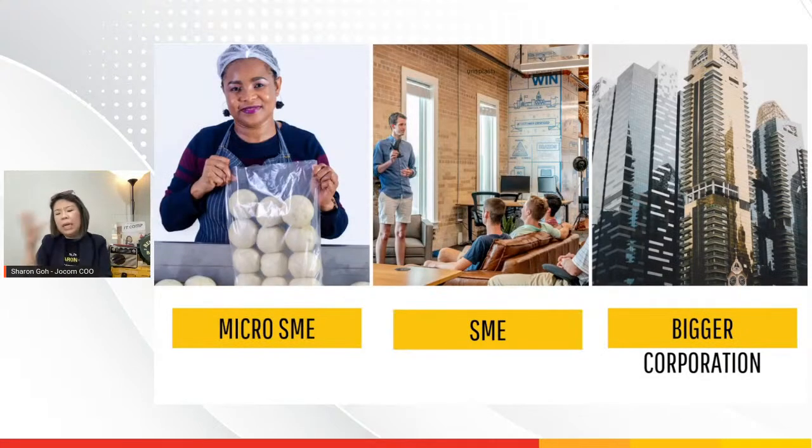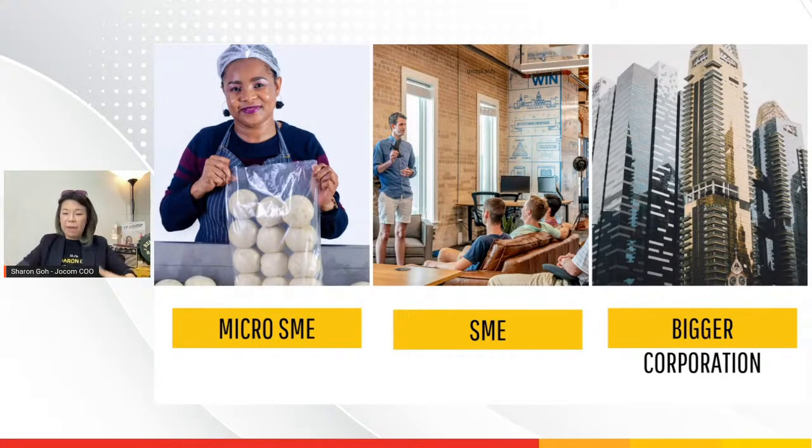So now, let me categorize how many types of businesses are out here. I should assume most of the businesses out here are either micro SME or SME. So let's do another engagement between us and you, me and you guys. If you are micro SME, you type micro SME. If you are SME, you type SME in the comment. And if you are a bigger corporation, you type bigger corporation in the comment. At least we know who you are, where you came from, what your company size is.